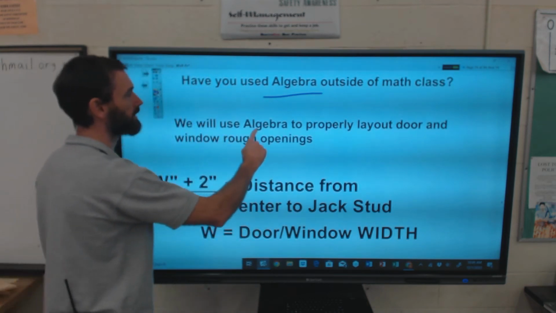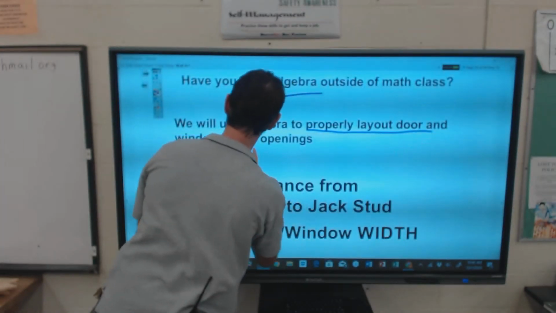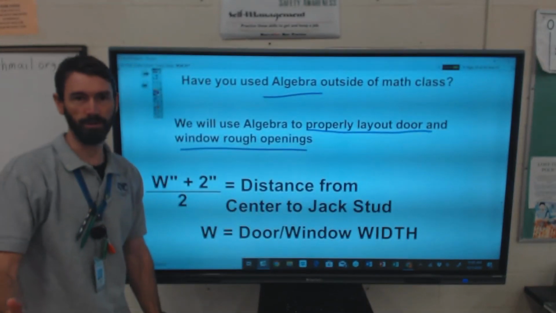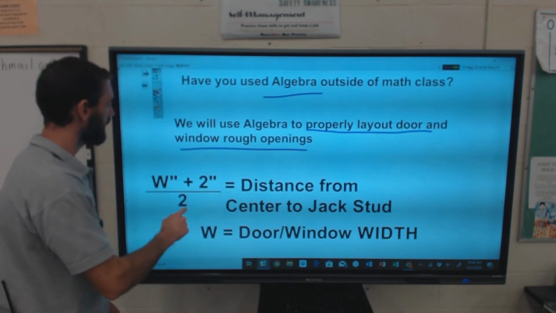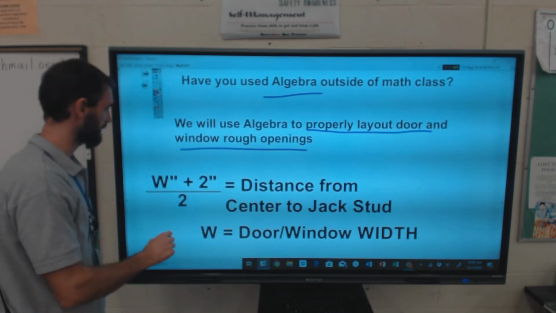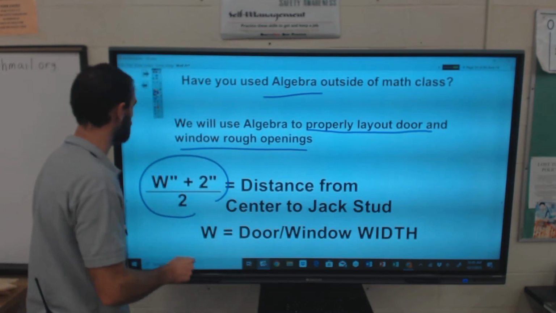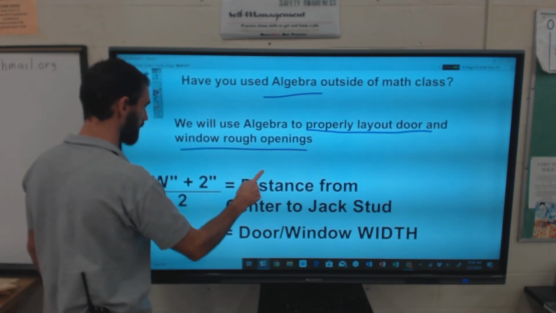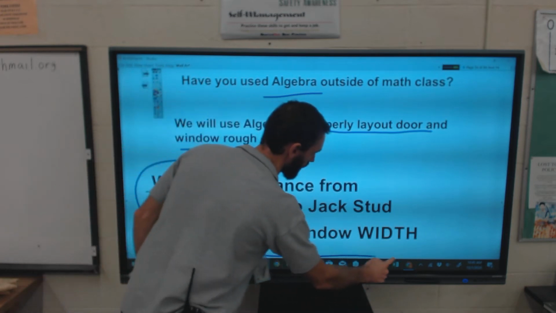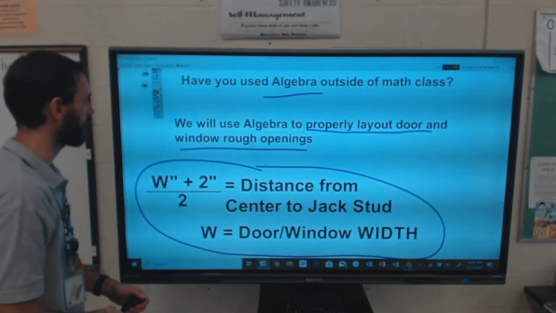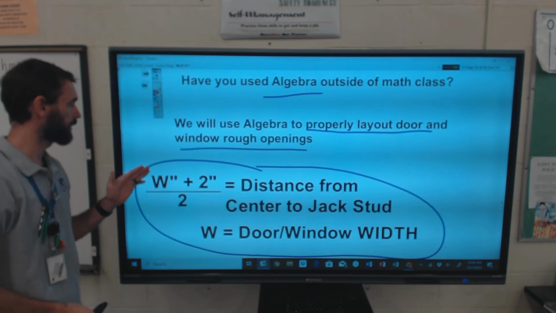Okay? So it's going to help us properly lay out door and window rough opening center locations. So what I want you to do for your notes, I want you to write down this right here. Copy this down. Okay. Here's our algebra equation.